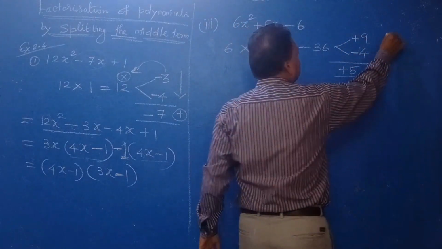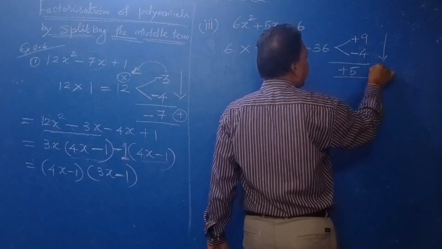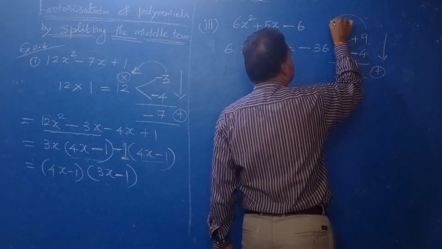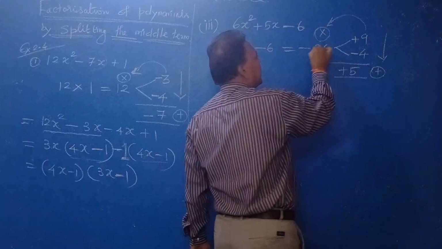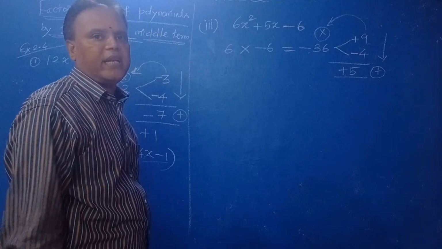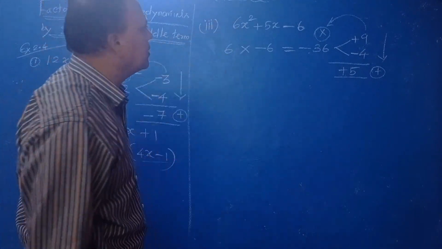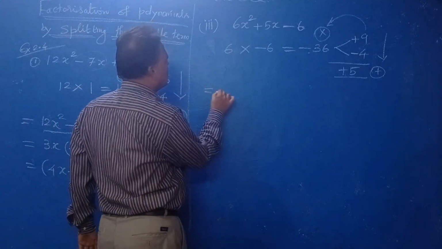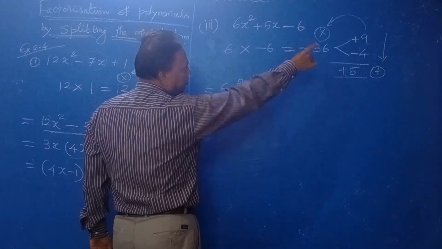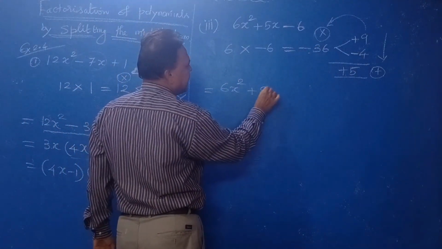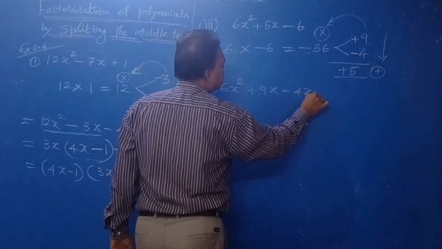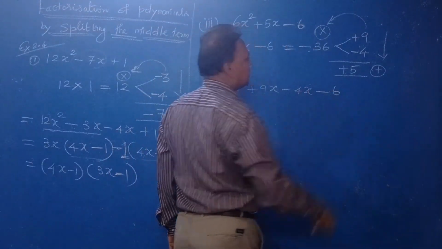Okay, at the same time, add means plus 5, product means you have to get minus 36. Okay, that is the condition. Clear? Now easily we can split the middle term, that is equal to 6x squared, using those factors, that is plus 9x minus 4x minus 6, right?